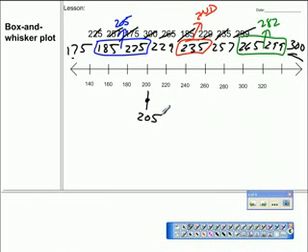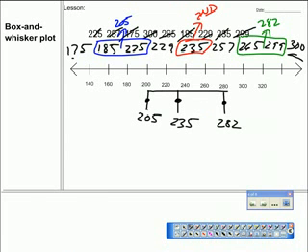235 is going to be about right here. Draw the line, put the point, label it. 282 will be about right here. Draw the line, put the point in, label it. This is now my box. Looks like a box now, doesn't it? Amuse me and say yes. Thank you.